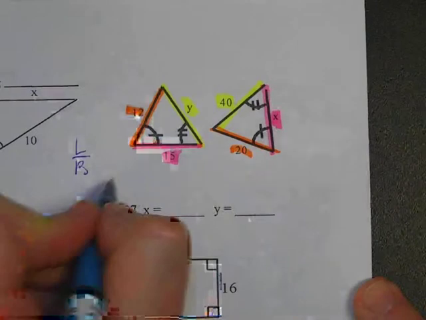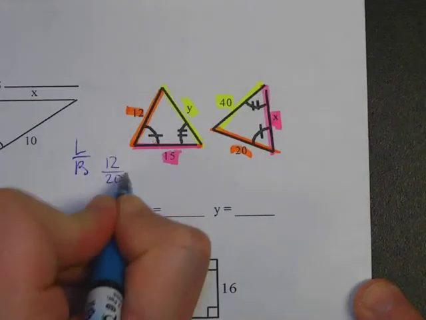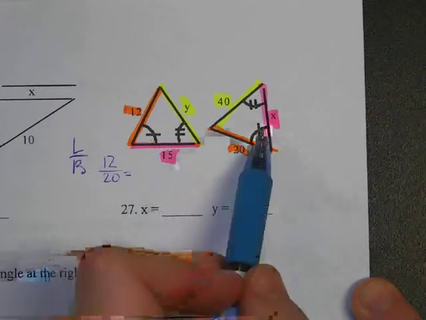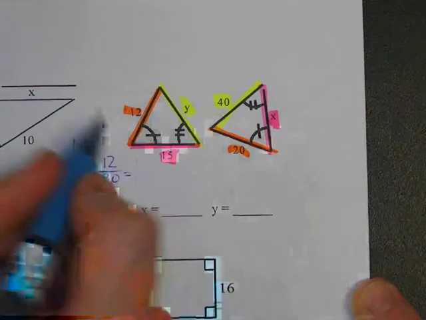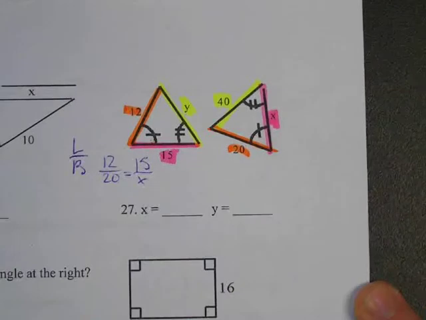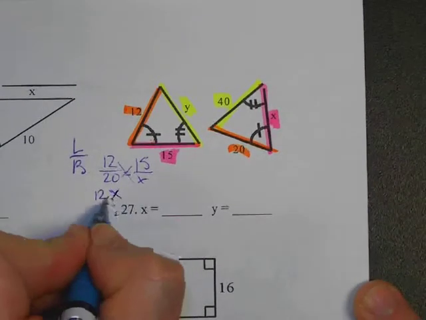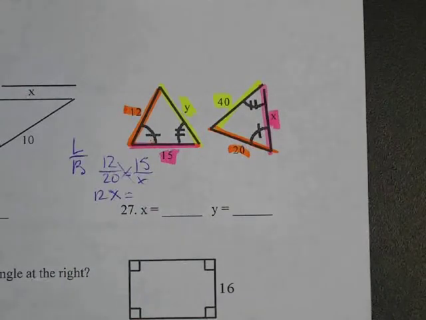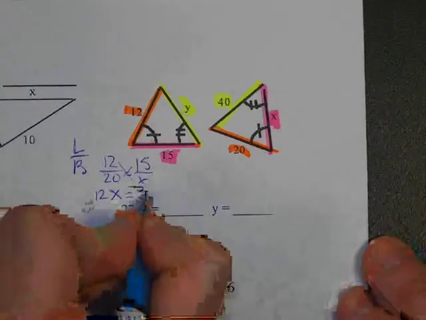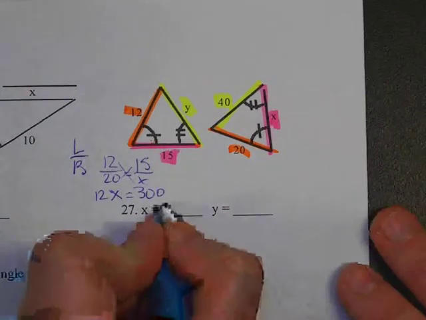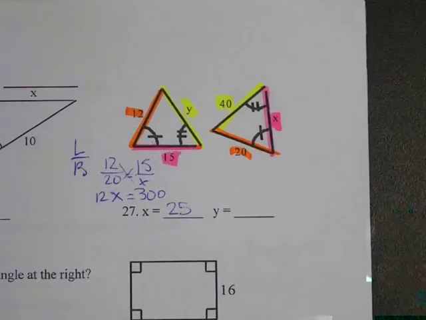So left over right with 12 and 20 would be 12 over 20. And if we wanted to find X first, X is pink. Left over right would be 15 over X. When we cross multiply this, we get 12X equals 20 times 15, which is going to be 300. And when you divide 300 by 12, you end up getting X equals 25.